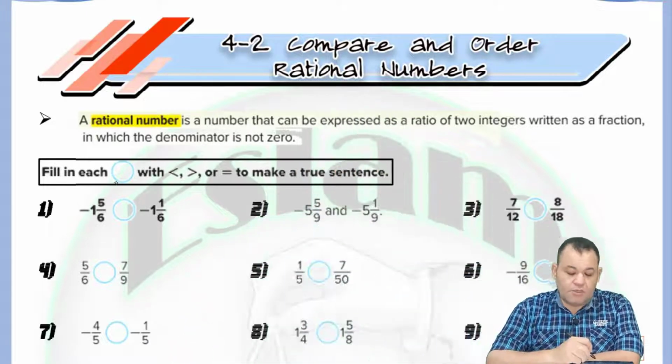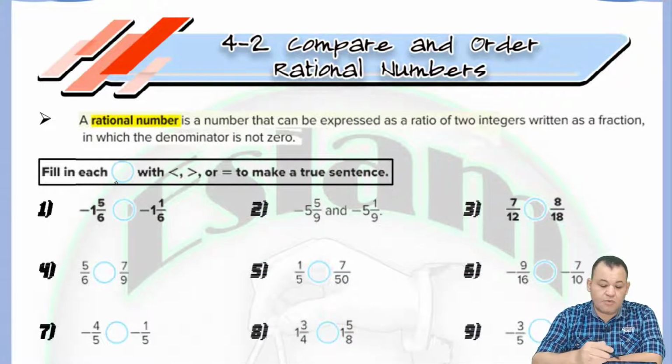So for question number 1, we need to compare the two numbers by using greater than, smaller than, or equal. In the first question, we have negative 1 and 5 over 6, and negative 1 and 1 over 6. The two numbers have a negative sign and the whole numbers are the same, so we look at the fraction. The first fraction is 5 over 6 and the second is 1 over 6. If the two fractions have the same denominator, then the smallest numerator gives the smallest fraction and the greatest numerator gives the greatest fraction. Now we have 6 and 6, so we need to compare negative 5 and negative 1.